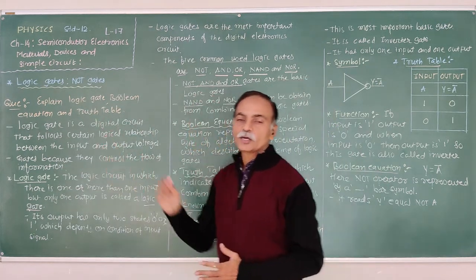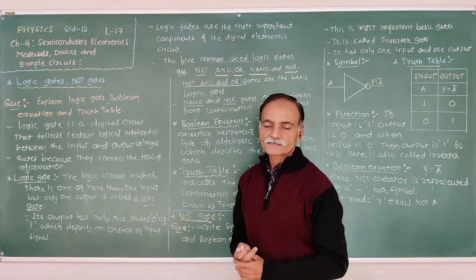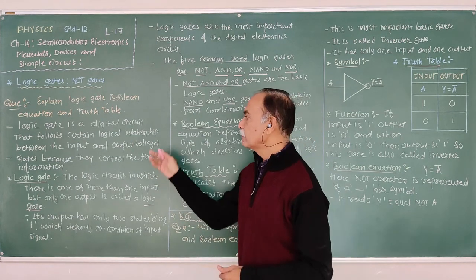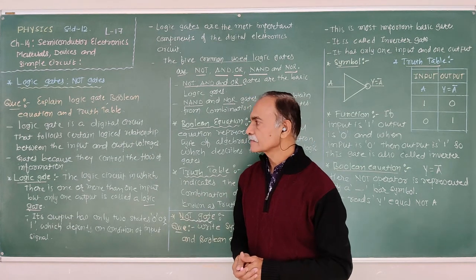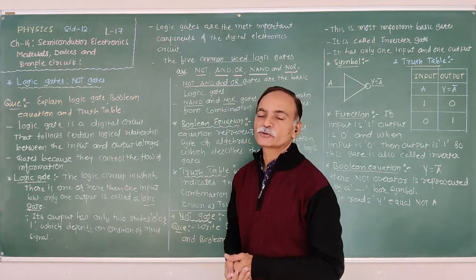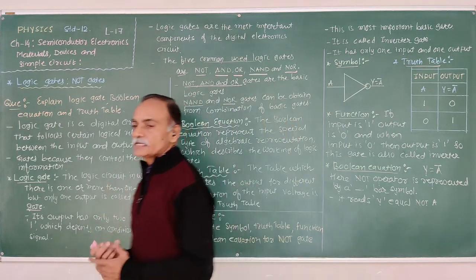Again, let us repeat: what is a logic gate? A logic gate is a digital circuit that follows a certain logical relationship between input and output voltages. Why is it known as a gate? Because it controls the flow of information. Therefore, it is known as a gate.